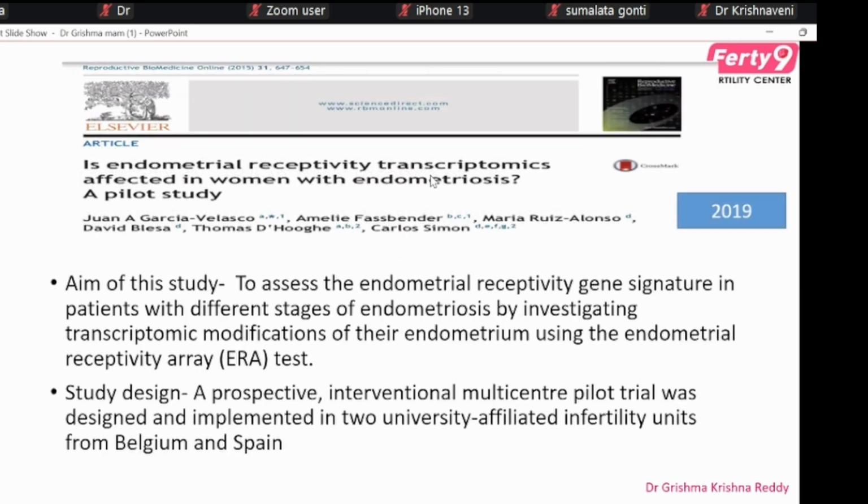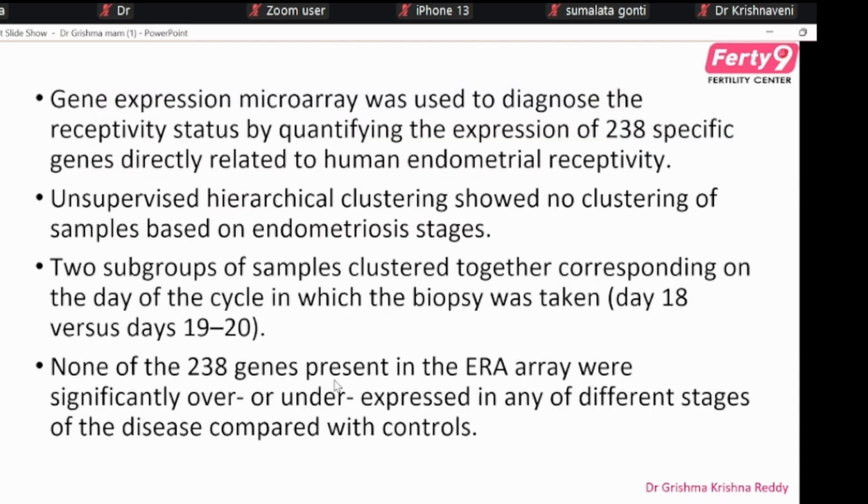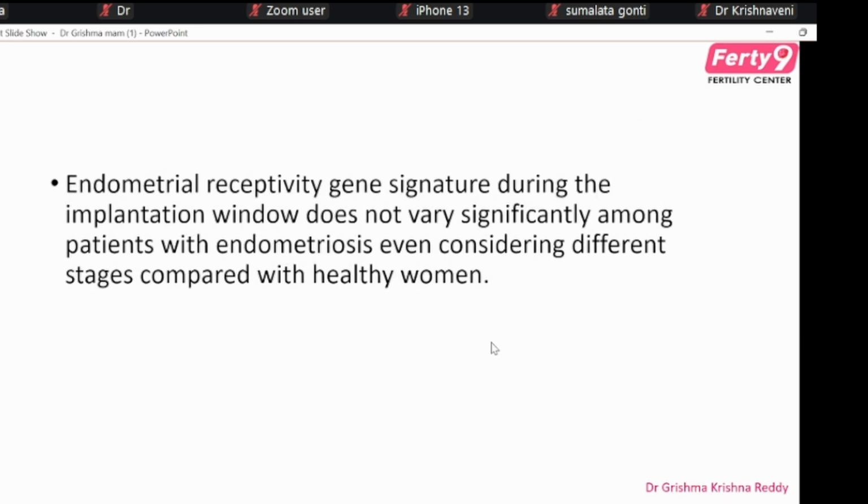Is endometrial receptivity affected in women with endometriosis? What this study said is that none of the 238 genes present in the ERA were significantly over or underexpressed in any of the different stages of endometriosis. The endometrial receptivity gene signature during the implantation window does not vary significantly among patients with endometriosis, even considering different stages, compared with healthy women. That's what we see in a lot of IVF pregnancies: even in a patient's first cycle, many become positive even though they have endometriosis.